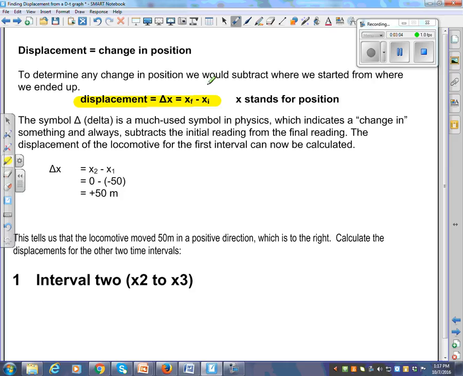Is it always that order? Yes. Here it does matter. It is final minus initial. Always. I rarely use the word always. I only use it when I mean it. Always. It's like a forever loop in programming, right? Yes. I rarely use them, but when I use them, I mean them. Always. xf minus xi. The symbol, the triangle symbol, delta, it's the Greek letter D, is a much used symbol in physics which indicates a change in something and always subtracts the initial reading from the final reading. The displacement of the locomotive for the first interval can now be calculated.